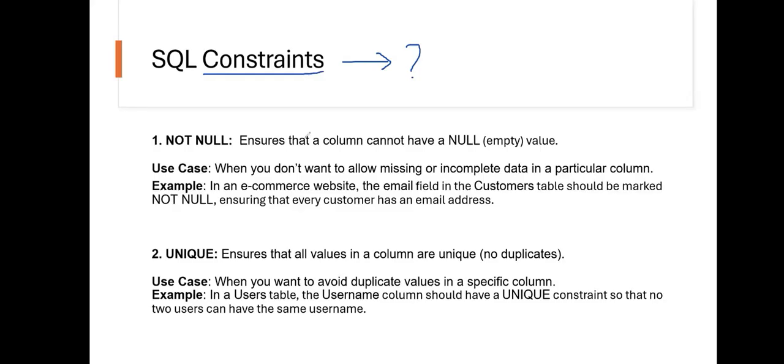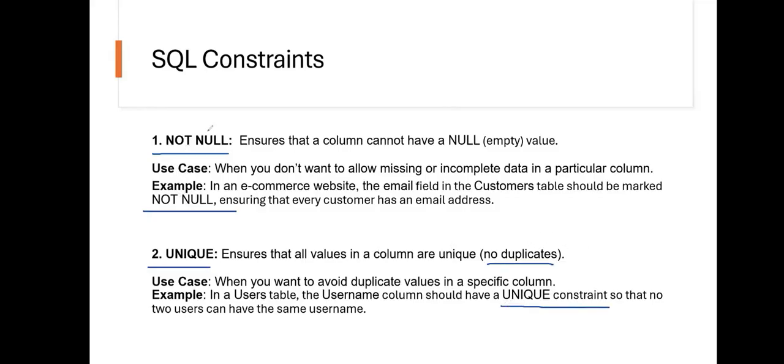So here we would be discussing the types of constraints, what they are. First is your not null constraint. It means that it cannot be left empty, right? So in an e-commerce website, the email field cannot be left empty, so they will enforce a not null constraint. Second is unique, which ensures that the values in a column are unique. No duplicate values are allowed. So in a user table, the username column should have a unique constraint.